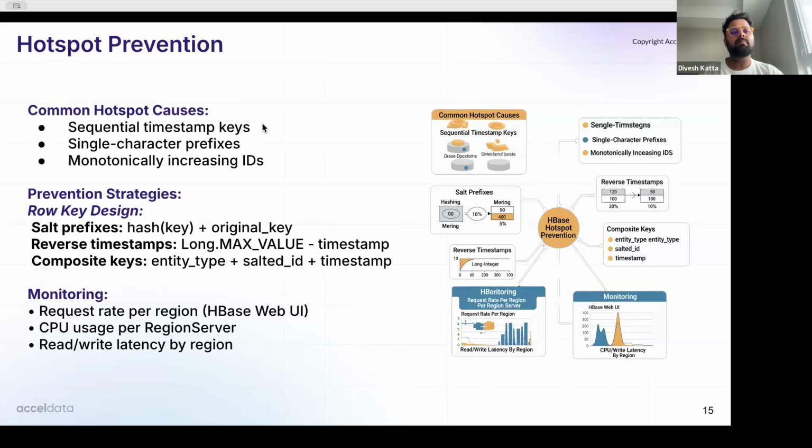Composite keys give you the most flexibility. You can combine entity type, salted ID, and timestamp to create keys that distribute well but still support your query pattern. Always design your row key with distribution in mind first. Then optimize the query pattern second. It's much easier to work around a complex query than fix hotspots.